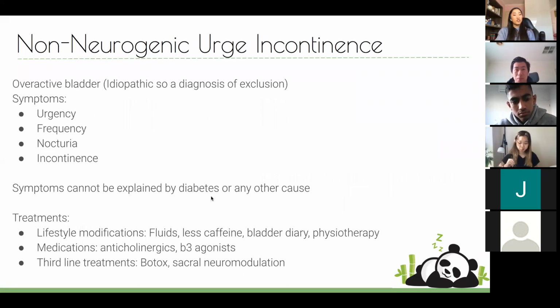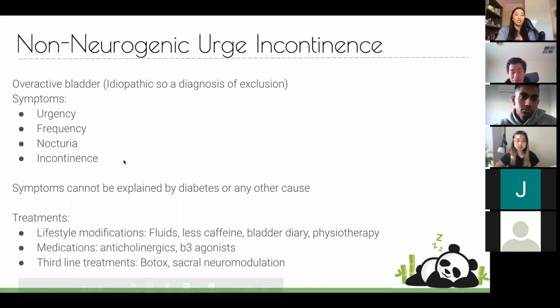And then you have non-neurogenic, which is essentially just we don't know what's happening. So it's not a nerve problem. It's not stress incontinence because it's going to happen any time, not just when there's high intra-abdominal pressure. And we don't really know why. The bladder is just overactive for some reason.